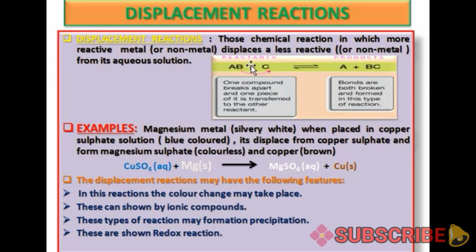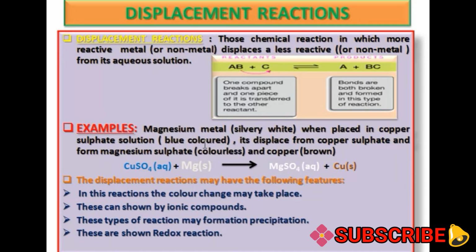Here I give an example: AB is a compound and C is the element. A is displaced by C and A is separated from the AB compound, and they combine to form BC. That means one compound breaks apart and one part of it is transferred to the other reactant, and bonds are both broken and formed in this type of reaction.